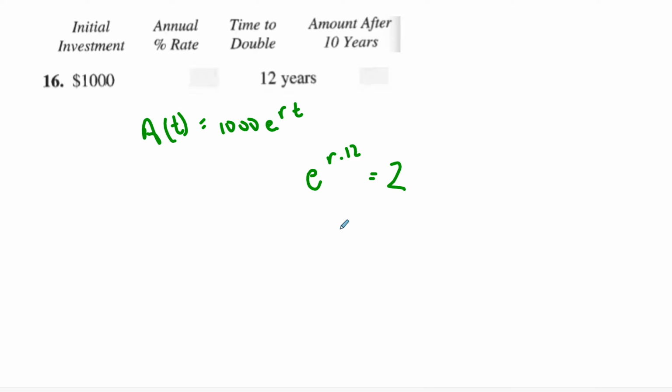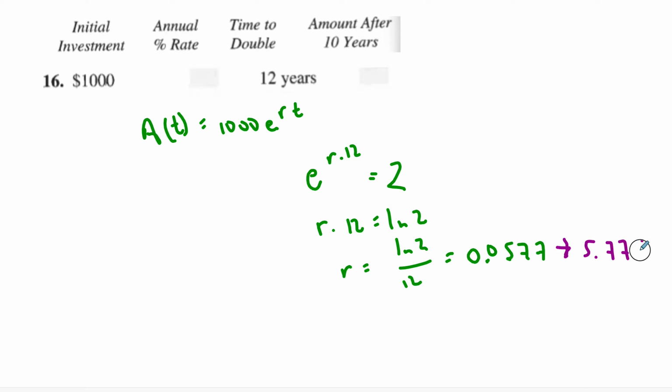Can we solve this? Just like Bob the Builder, yes we can, because we're solving for r now. So we know that r times 12 is equal to the natural log of 2. We take the natural log, we divide, in this case by 12, so then we take the natural log of 2, we divide by 12, we get 0.0577. Now 0.0577 as a percent is, multiplied by 100, 2 decimal places, right, 5.77%. So the annual percentage rate would be 5.77%.